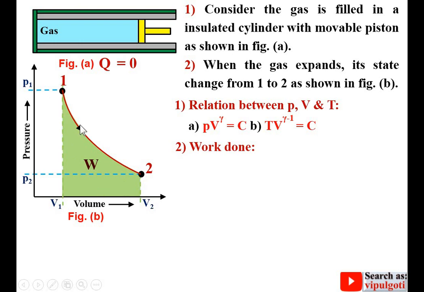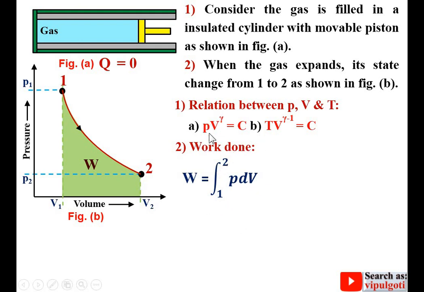Second point, work done during the adiabatic process. So this is actually work done. The area below this curve represents the work done during this adiabatic process 1 to 2. If I want to find this area, then this is a generalized equation. Work done is equal to the integration of P dV, where P is the pressure and dV is the change in volume during the process 1 to 2.